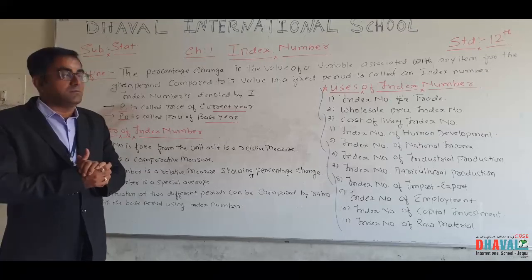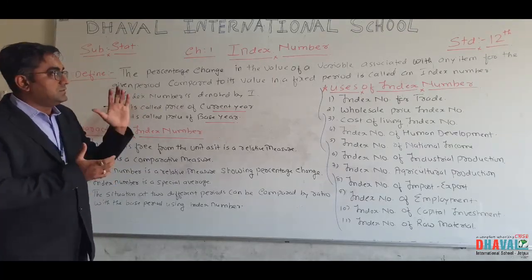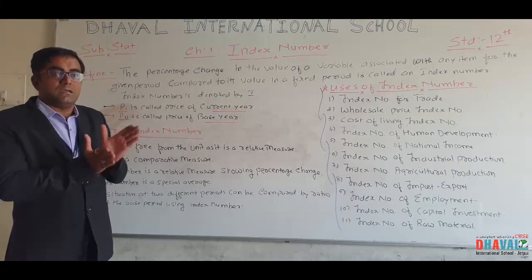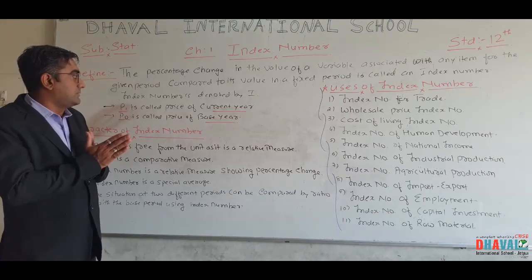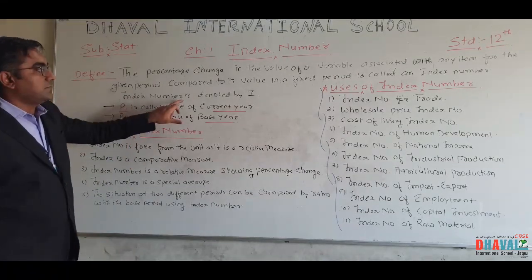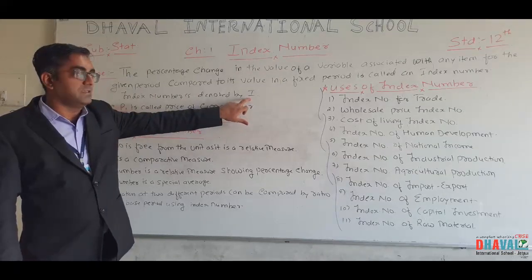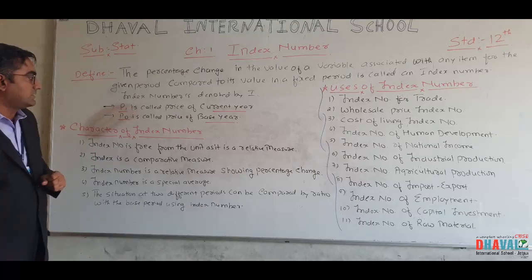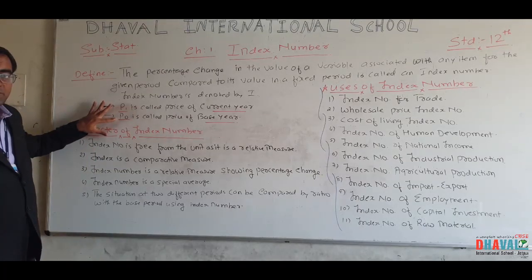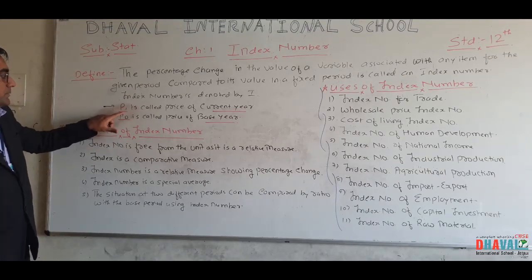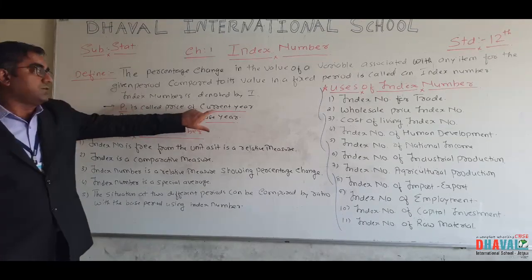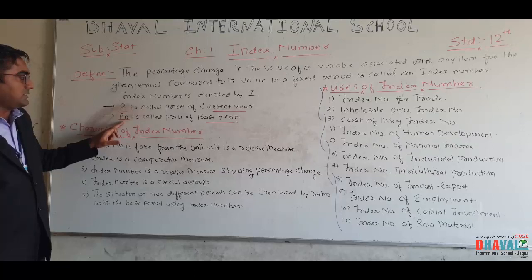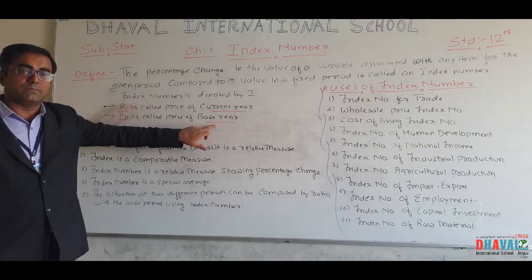In short, if we try to understand, index number is used to compare the value of the current year with any past year. Index number is denoted by I. For index number, we need to know two main things, that is P1 and P0. First we learn what P1 is. P1 is the price of the current year. And P0 is called the price of the base year.